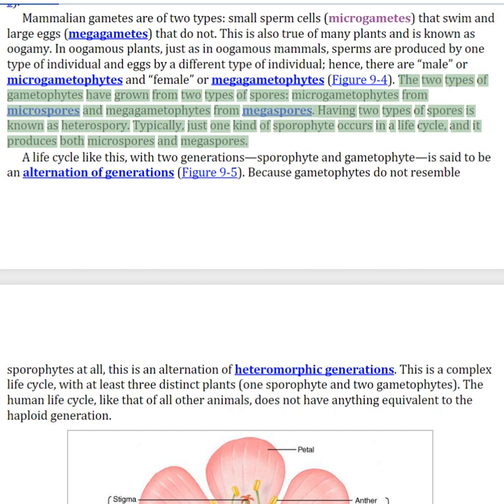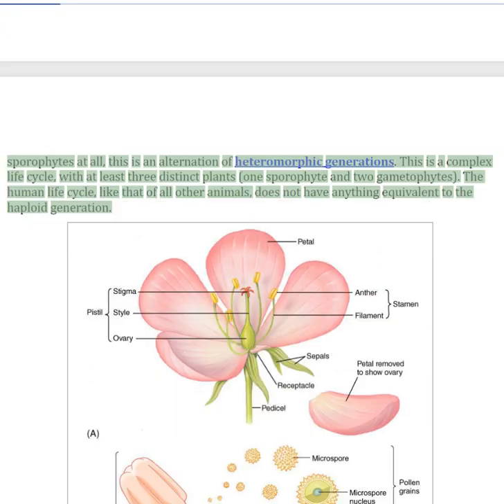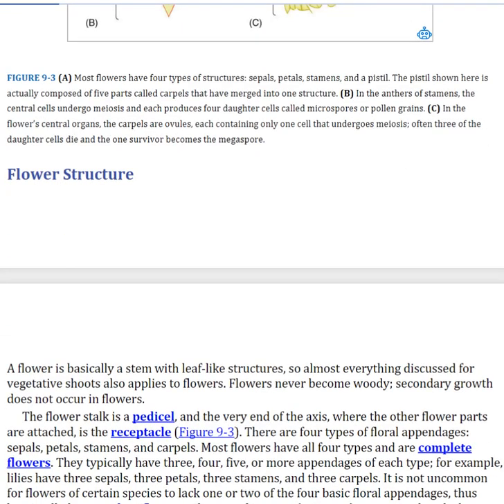Having two types of spores is known as heterospory. Typically, just one kind of sporophyte occurs in a life cycle, and it produces both microspores and megaspores. A life cycle like this, with two generations, sporophyte and gametophyte, is said to be an alternation of generations. Because gametophytes do not resemble sporophytes at all, this is an alternation of heteromorphic generations. This is a complex life cycle, with at least 3 distinct plants. The human life cycle, like that of all other animals, does not have anything equivalent to the haploid generation.